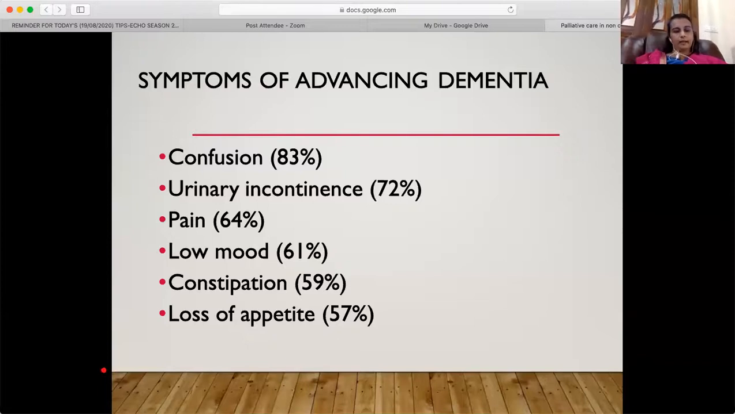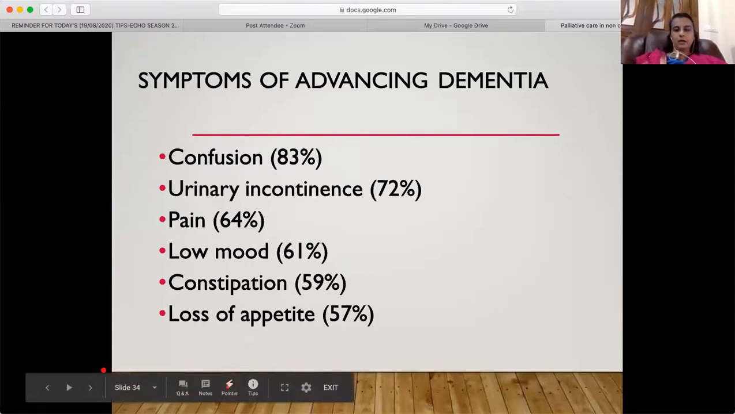People can have low mood, can be depressed. Constipation can be a major issue, and loss of appetite. So again, similar to a cancer patient, they have a myriad of symptoms in advancing dementia, which will need input from the palliative care team.